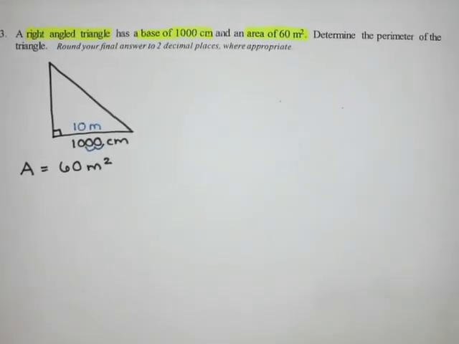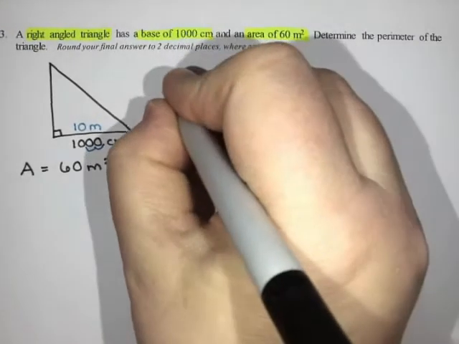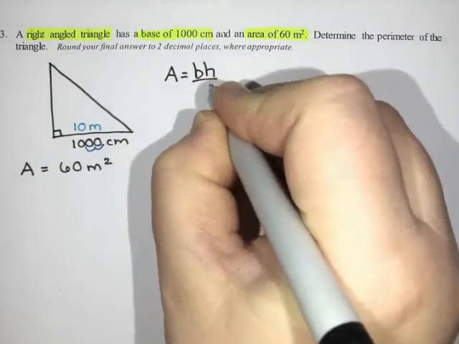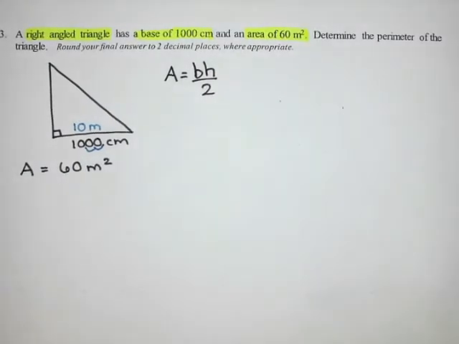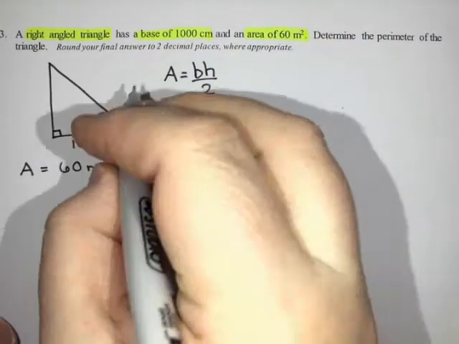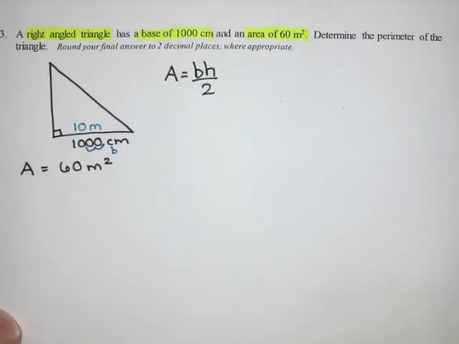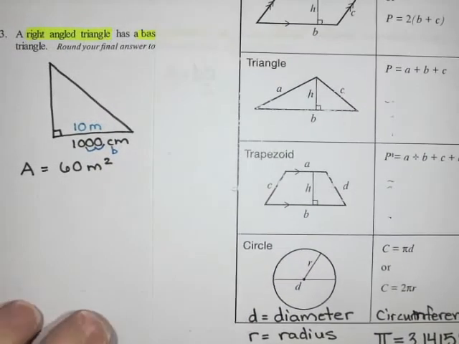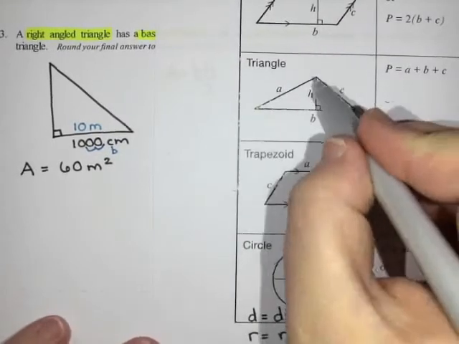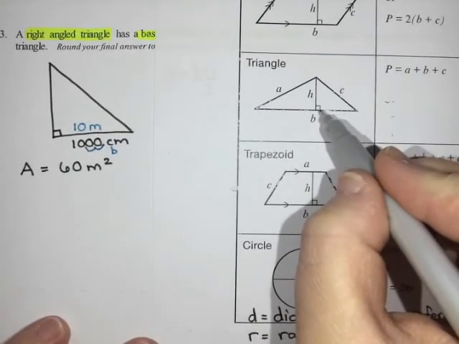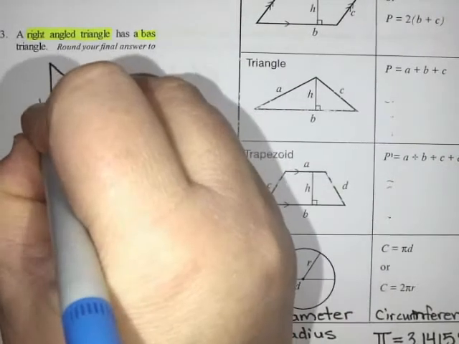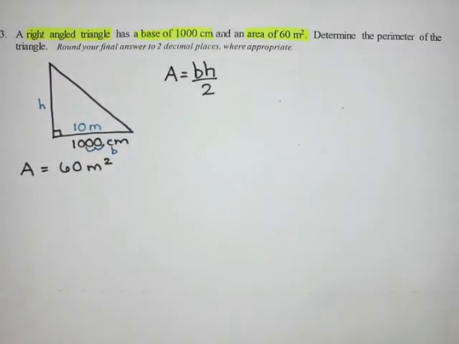So I'm going to start with the area. I'm going to say area is base times height divided by 2. Now in my picture, this would be the base, right? If I try to match it with the diagram of the triangle on my formula sheet, the base and the height always meet at 90 degrees. So this is the base. This part's going to be the height, and we'll go from there.